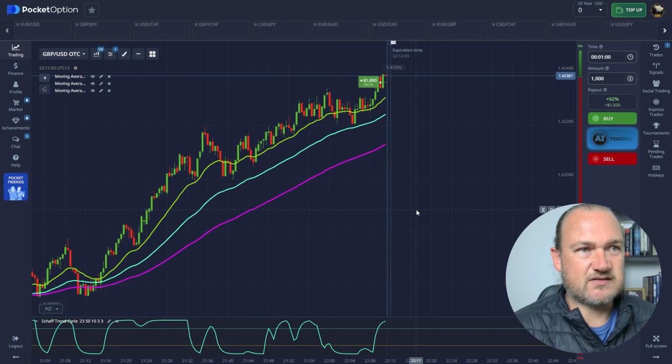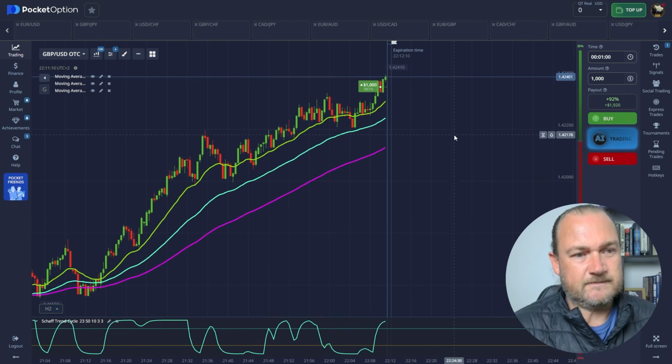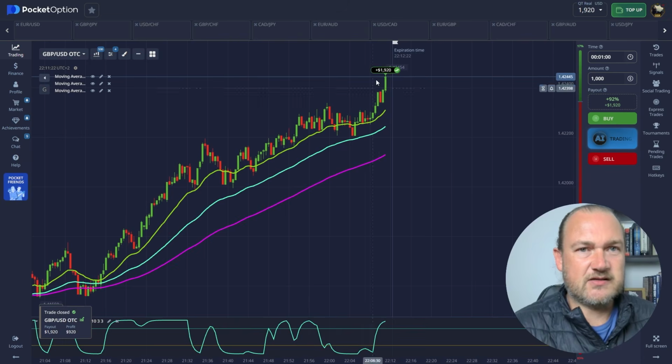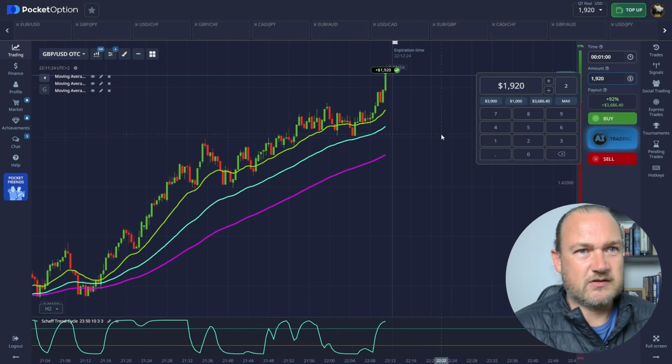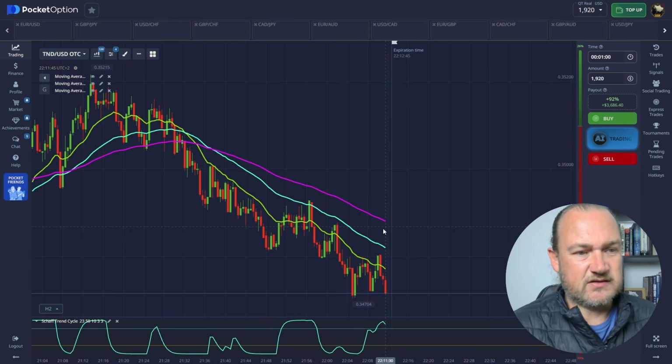20 seconds left on this. Let's see what happens. Beautiful green candle. This is what we want. Fantastic. Excellent entry. Let's see if we can pick up another one. This might give us an entry soon.